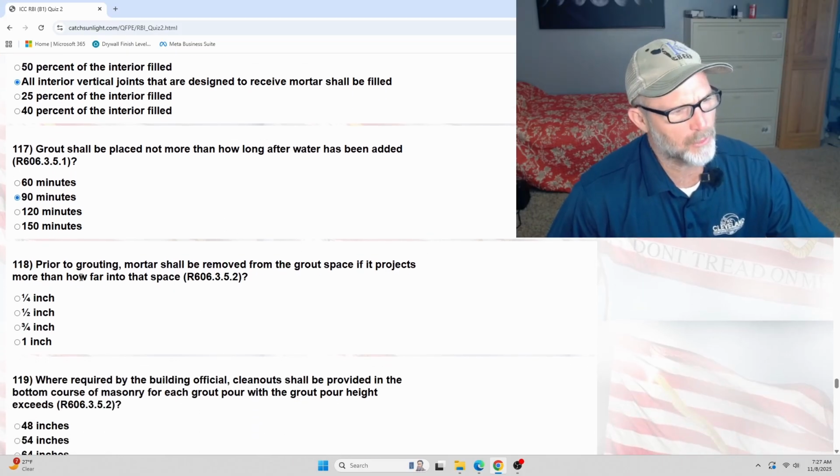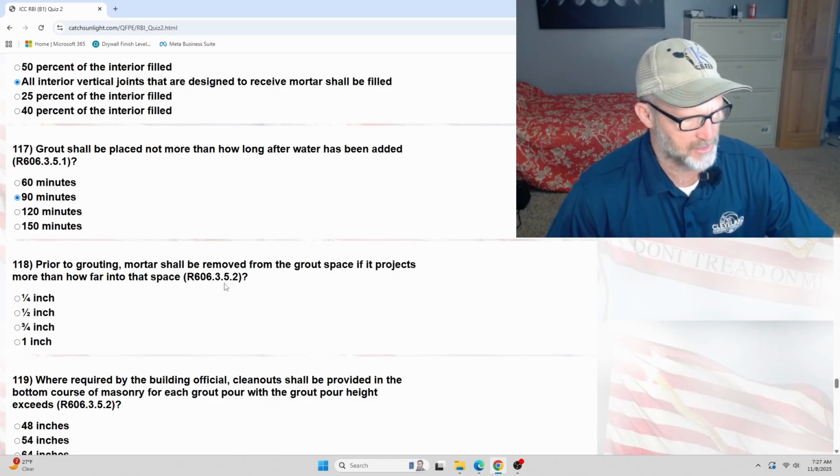All right, 118. Prior to grouting, mortar shall be removed from the grout space if it projects more than how far into that space?